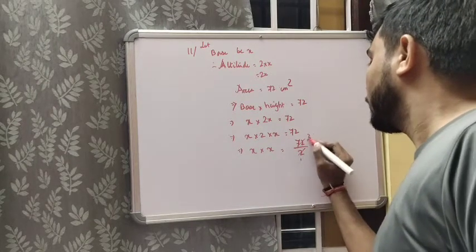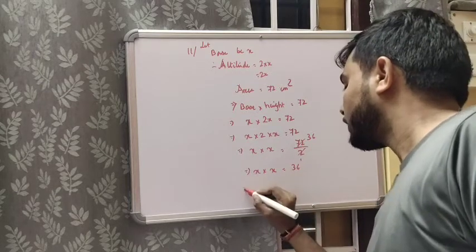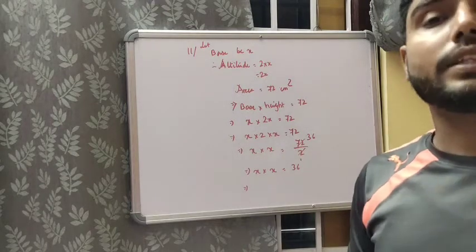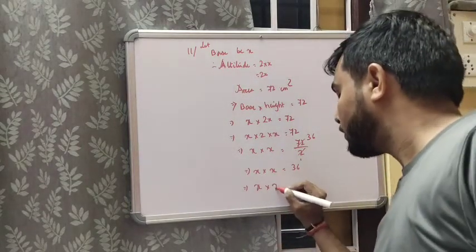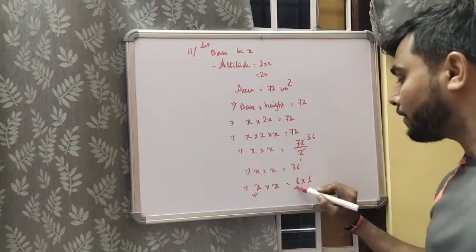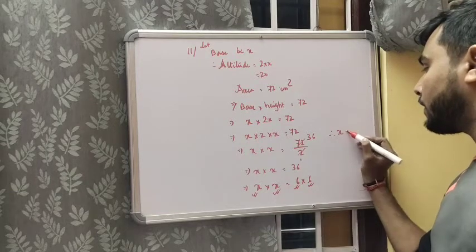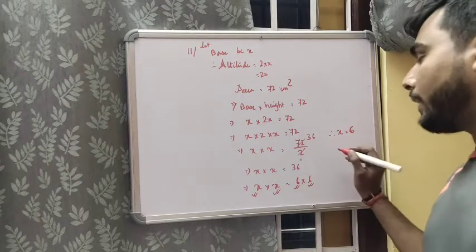2 1 time, 2 36 time. So x into x is equal to 36. Now you need to see the factor of 36, which is the same with itself and gives you 36. So we know that 6 into 6 gives you 36. Now for this x we have 6, and for this x also we have 6. So x is equal to 6. Okay, we got x as 6.